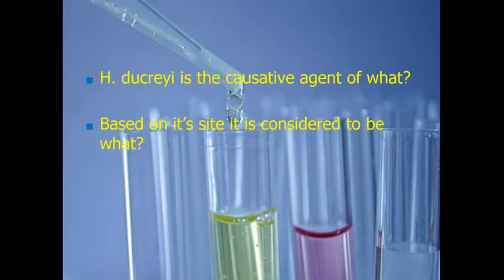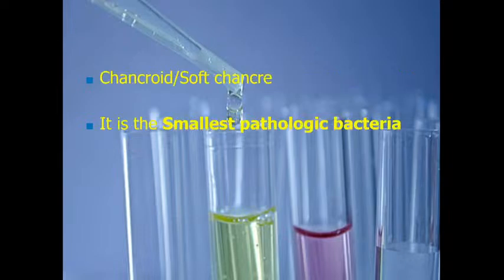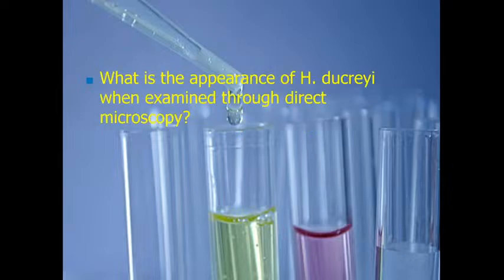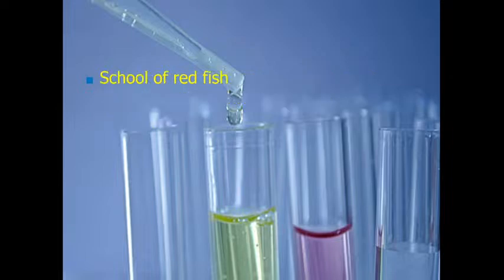Now, Haemophilus ducreyi is the causative agent of chancroid or soft chancre. It is the smallest pathologic bacilli, by the way. Haemophilus ducreyi. Okay, chancre or chancroid. The appearance of Haemophilus ducreyi in direct microscopy is the school of redfish. I think everybody here is familiar with that one. Hopefully you guys remember. All right. And basically that's it about Haemophilus.